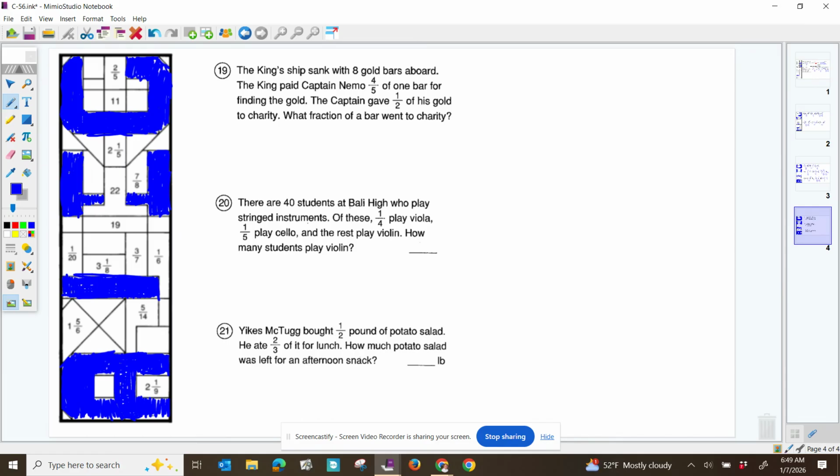And here we go. I think I'm going to get this all in one video. 8 gold bars, don't really care about 8 gold bars. I need 4/5 of 1 bar and 1/2. I'm going to do 4/5 times a half, that's going to be the same as 1/2 times 4/5. It doesn't matter. The 4 and the 2 would simplify. I would end up with 2/5. That's this one right up here.